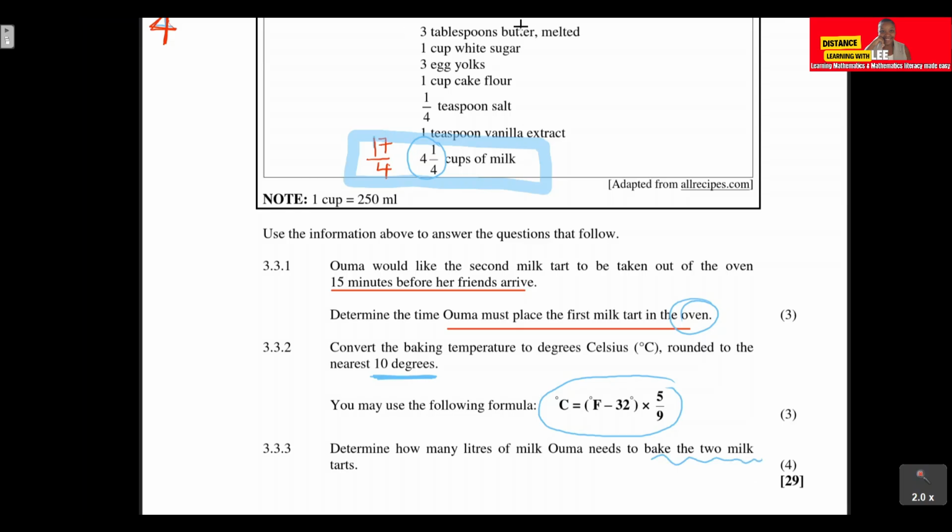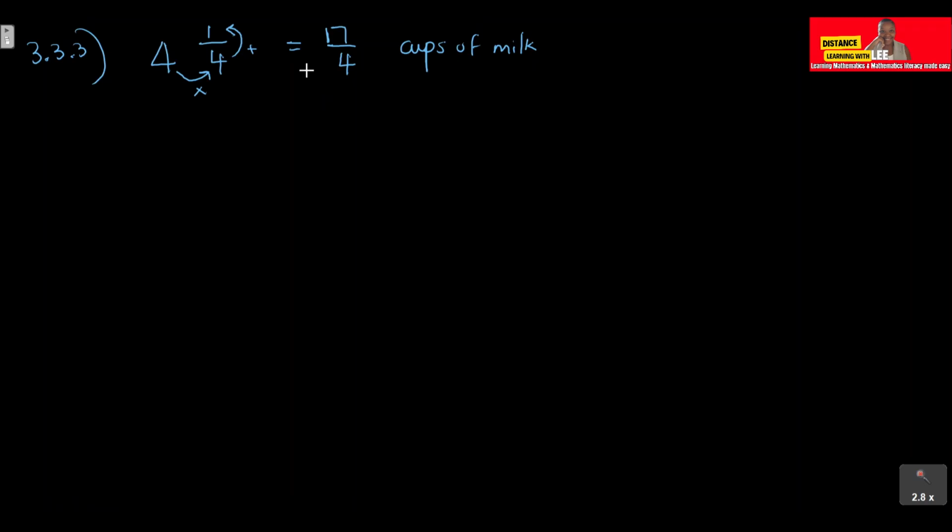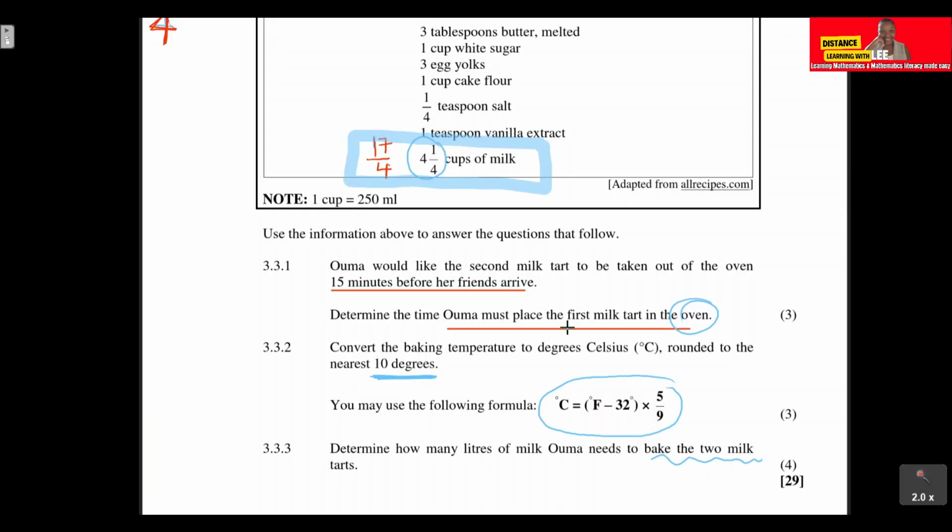So that means we can work with this and multiply by 2, or you can just continue doing your calculations, and in the final calculation, whatever answer you get, you still need to multiply by 2. I'm going to first start off by working with how many cups of milk we will need for 1 milk tart. What's going to help us to determine how many liters of milk we'll need? We were given here the equation that we're supposed to use to help us convert.